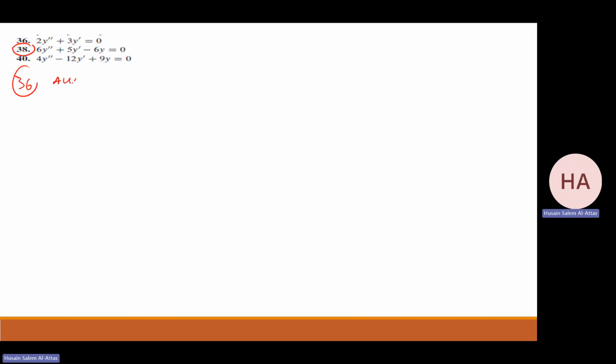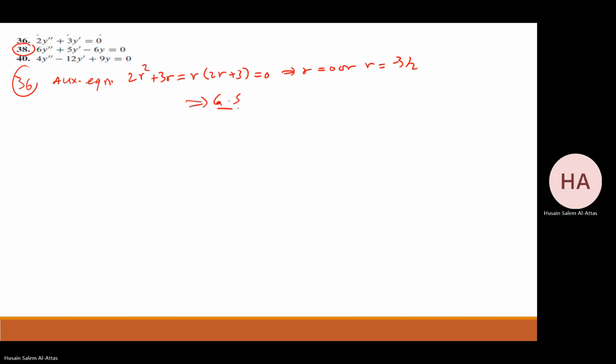Okay, now do this group of problems. 36. What is the auxiliary equation? 2r squared plus 3r. We can take out r. I have r(2r plus 3) equals 0. So r equals 0 or minus 3 over 2. So it will be my general solution: y equals C1 e to the power 0, which is 1, plus C2 e to the power minus 3 over 2 x. 38.